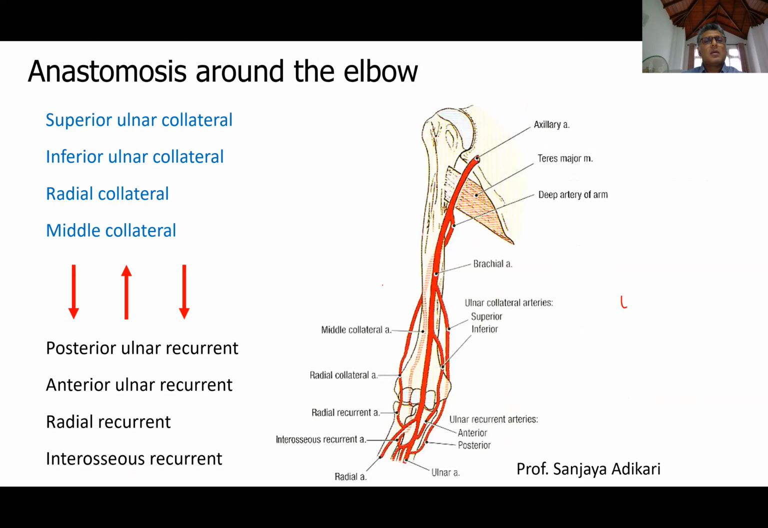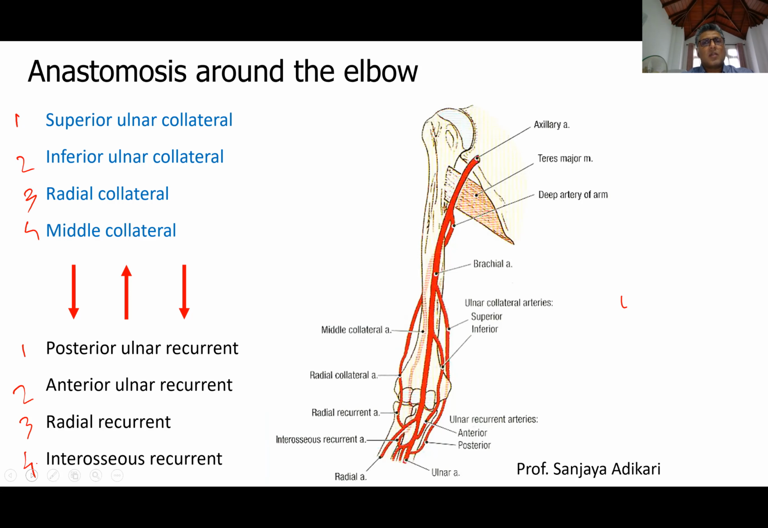Then about the anastomosis around the elbow joint, it might not be as important as the scapular anastomosis, but at postgraduate level it's better to have an idea about the elbow anastomosis. Now this is how you remember it. There are four collateral arteries, 1, 2, 3, 4, and there are four recurrent arteries, 1, 2, 3, 4 basically. So these will form the anastomosis.